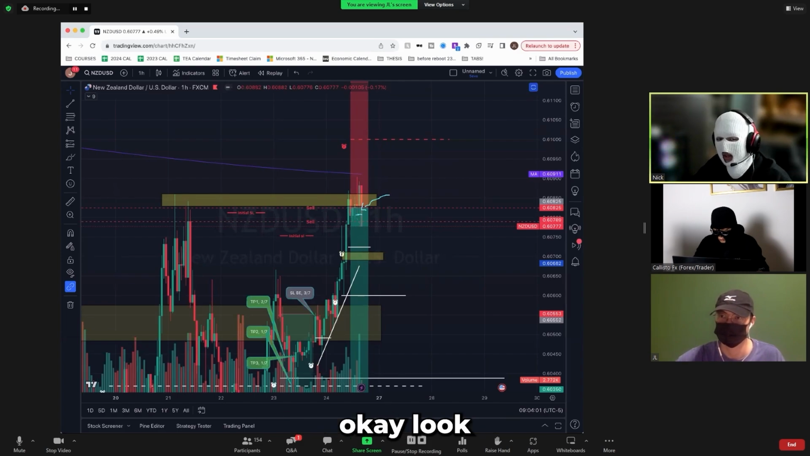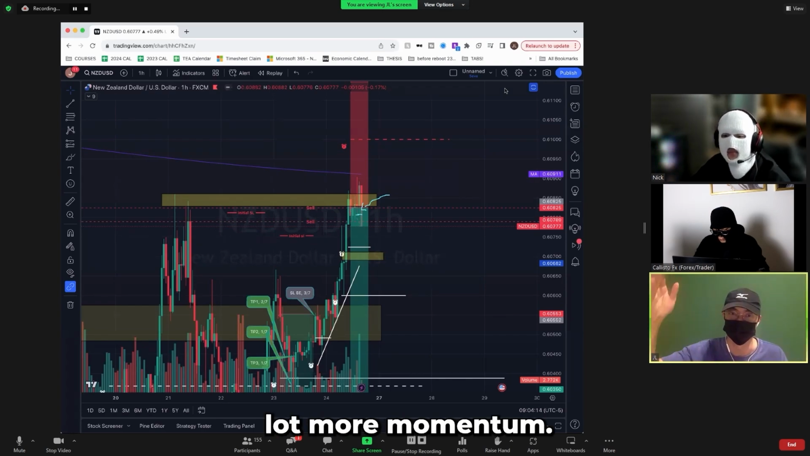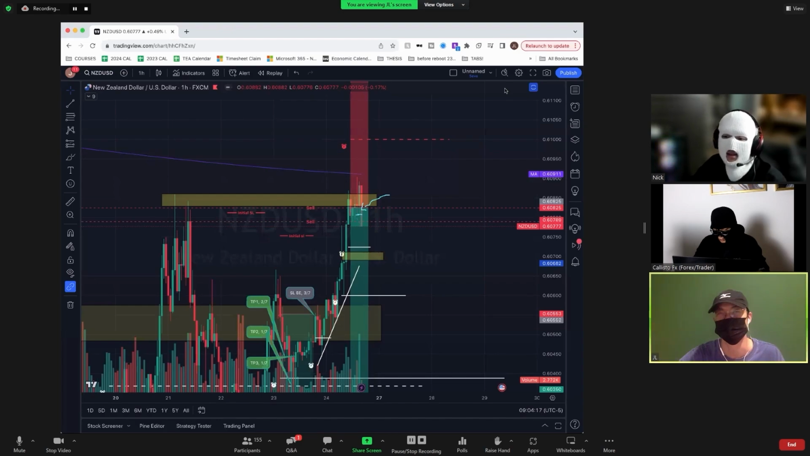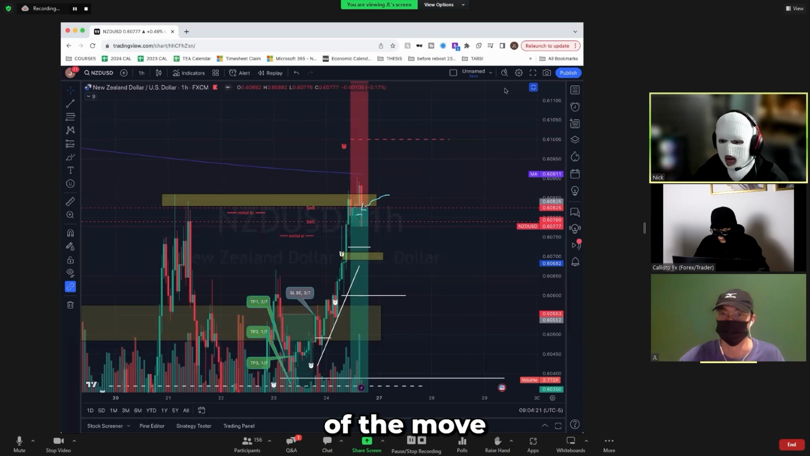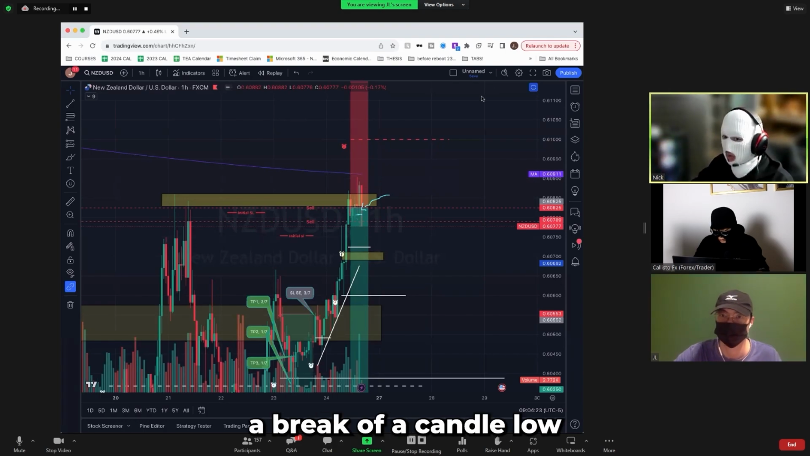But you know that, okay, look, there's volume, there's a high chance that price will continue pushing. So when there is volume, there'll be a lot more momentum. So I may want to enter prematurely, not prematurely, but enter. You don't need so much of a confirmation in the middle of the move, while it already confirms a break of a candle low, right?